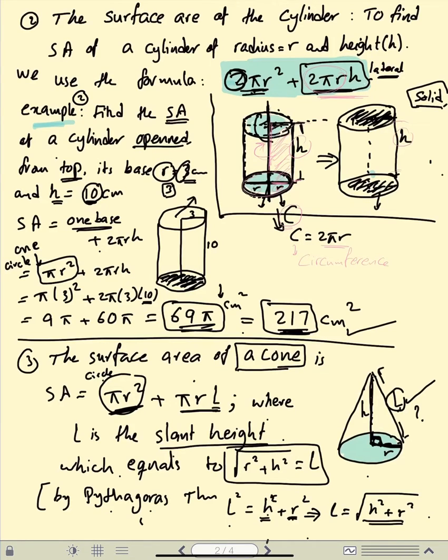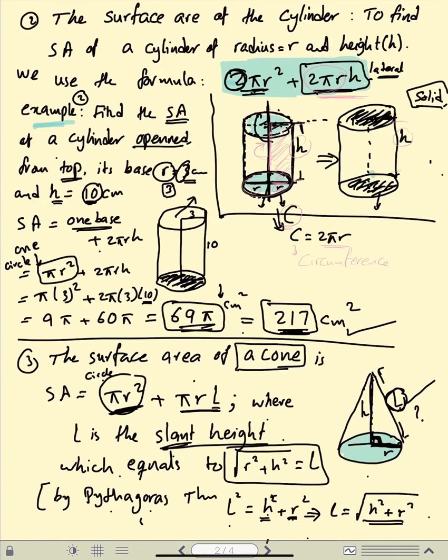Plus pi r l, where l is a new quantity to us. It's called the slant height of the cone. This one, slant height. Slant, oblique. How do you find the slant height? Always the height makes 90 degrees to the base. Don't forget this fact. So h makes 90 degrees to r, so this triangle is a right-angled triangle, and l is the hypotenuse of this triangle.